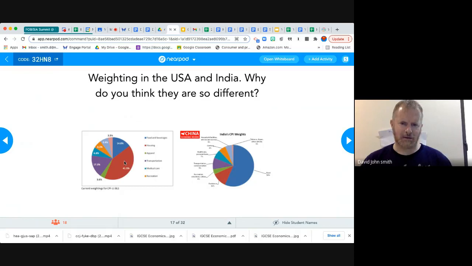Now, quite clearly, very different. All right, in America, housing, by far the biggest. In India, food.